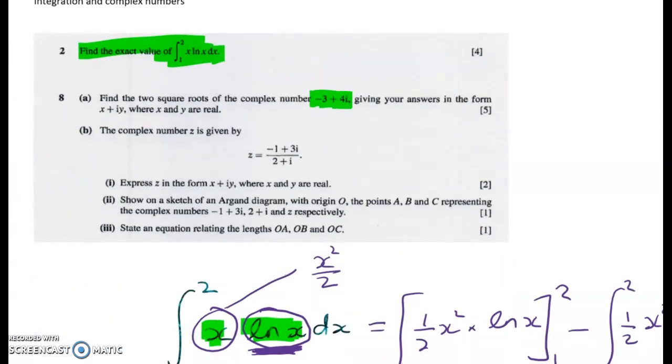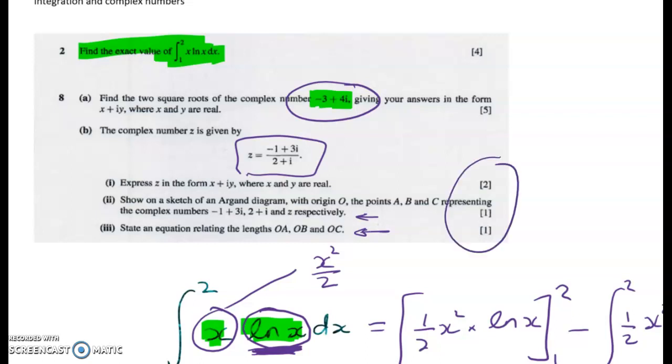There are quite a few of them, right? So this was quite a big part of the test. First, we've got to find the square roots here. Then we have to do some very easy manipulation of this, sketch this, and do something with the length. So these last 3 questions were quite straightforward. Right, let's look at how we do the square roots of a complex number.